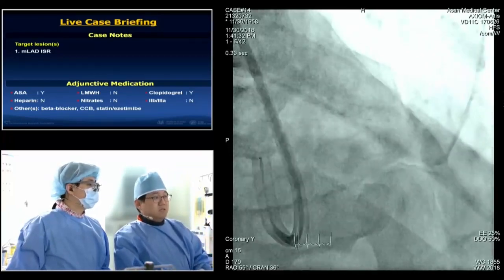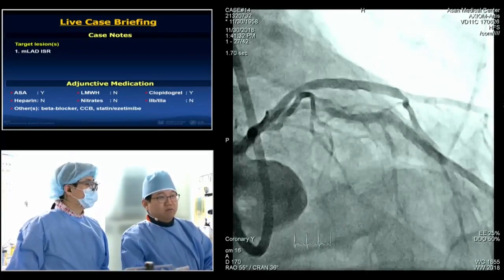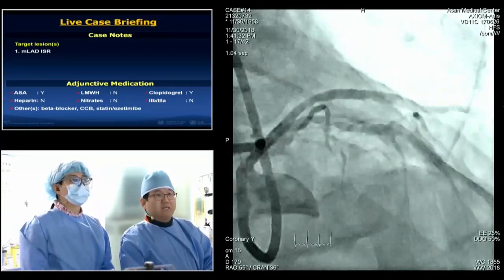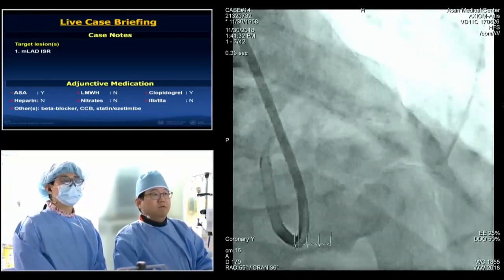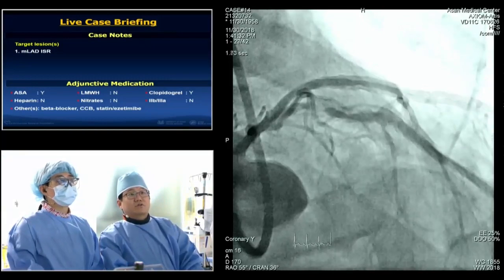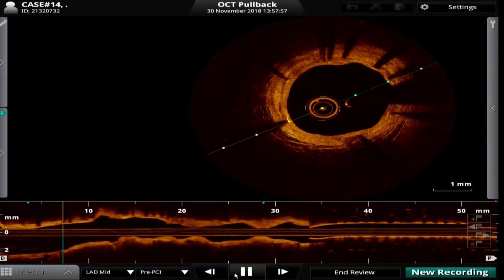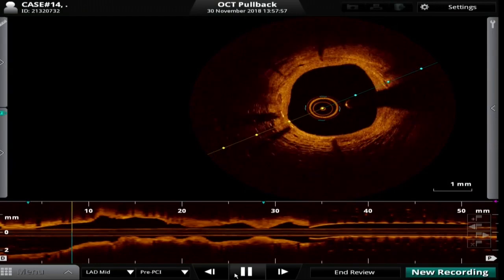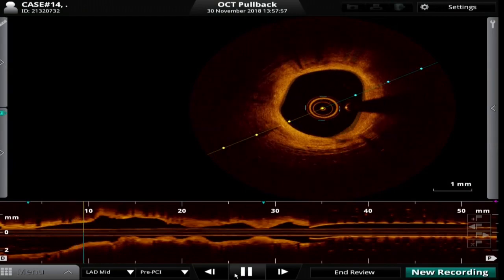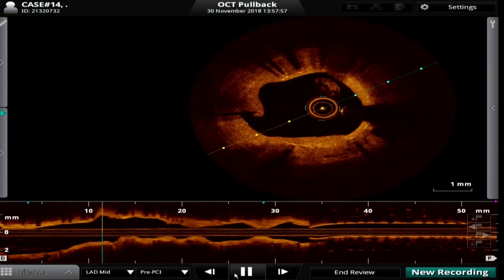I'd like to see how to do this procedure. Initially we evaluated with OCT. Could you show us the OCT? We don't have specific stent information, but based on the OCT findings, the stent would be 3.0. Minimal neointimal fibrosis was shown, mostly fibrotic tissue.